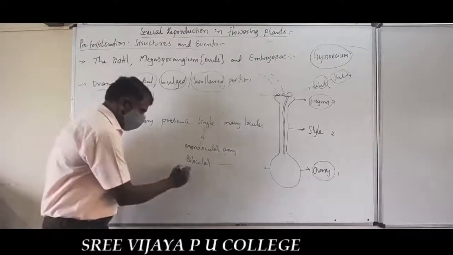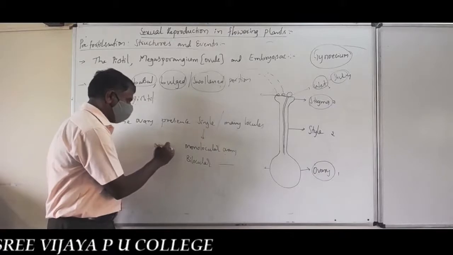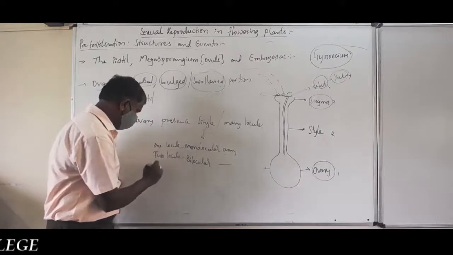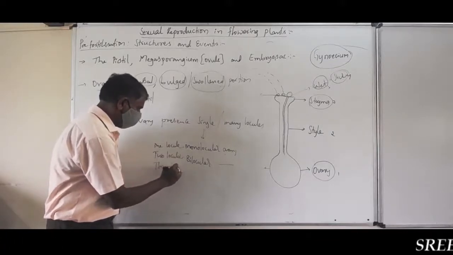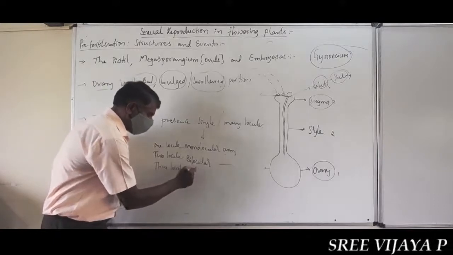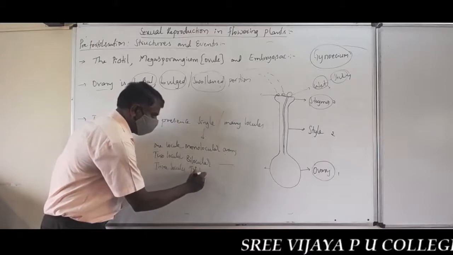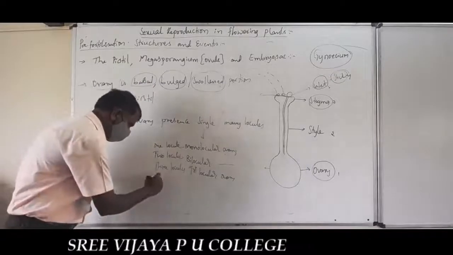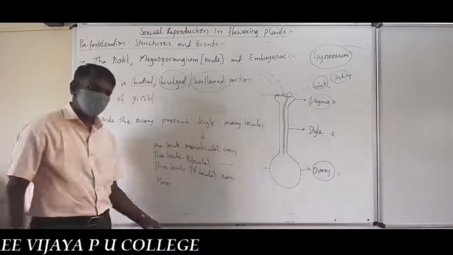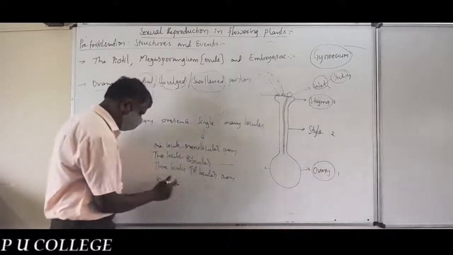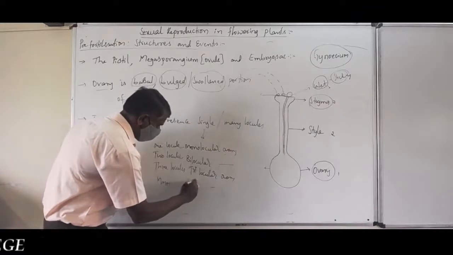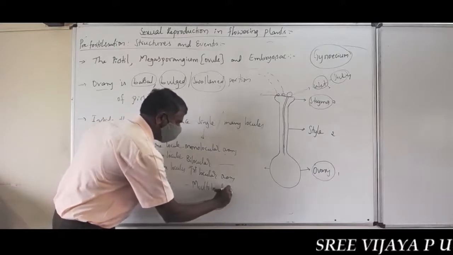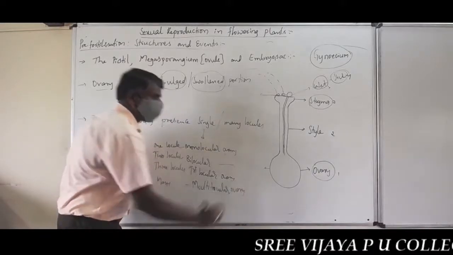If the ovary consists of three locules, one locule, two locules, three locules, that is a trilocular ovary. If it consists of many locules, that is what we call a multilocular ovary.